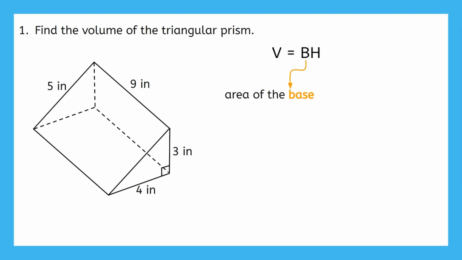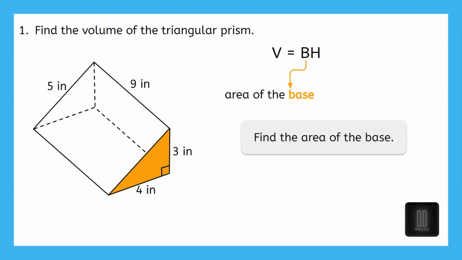Which faces of this prism are the bases? In a prism, the bases are the same, or congruent, and parallel. So these triangular faces are the bases. That means that for this prism, big B, the area of the base, will be the area of this right triangle. Pause the video and find the area of the base now.